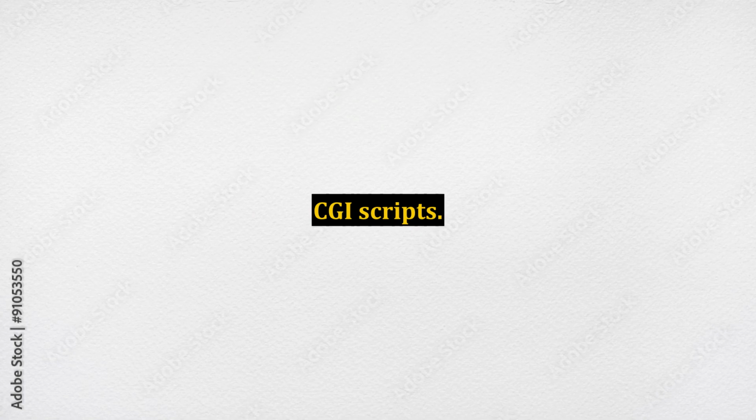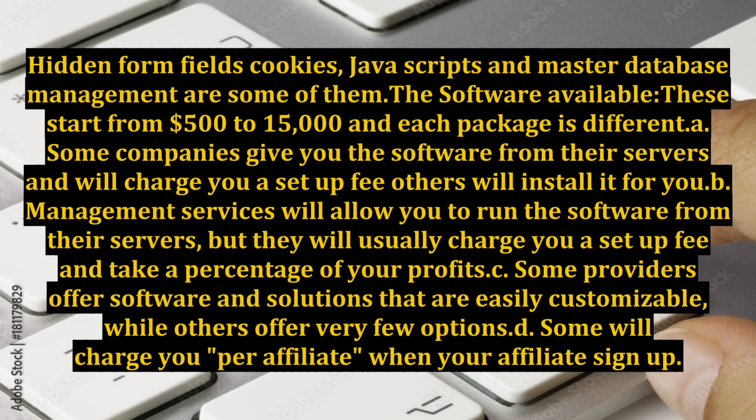CGI scripts, hidden form fields, cookies, JavaScripts, and master database management are some of them. The software available starts from $500 to $15,000 and each package is different. A. Some companies give you the software from their servers and will charge you a setup fee, others will install it for you. B. Management services will allow you to run the software from their servers, but they will usually charge you a setup fee and take a percentage of your profits.